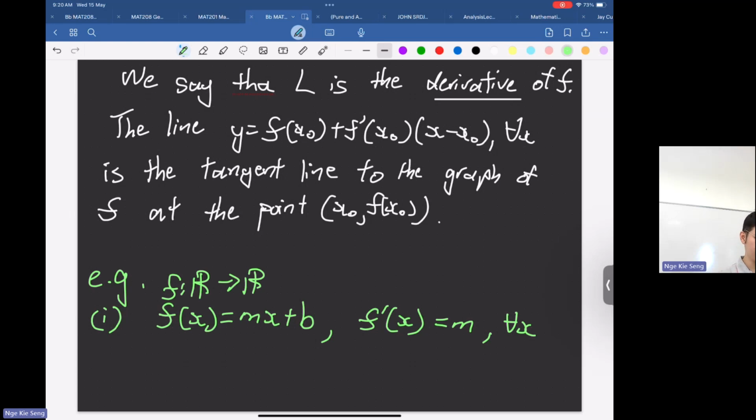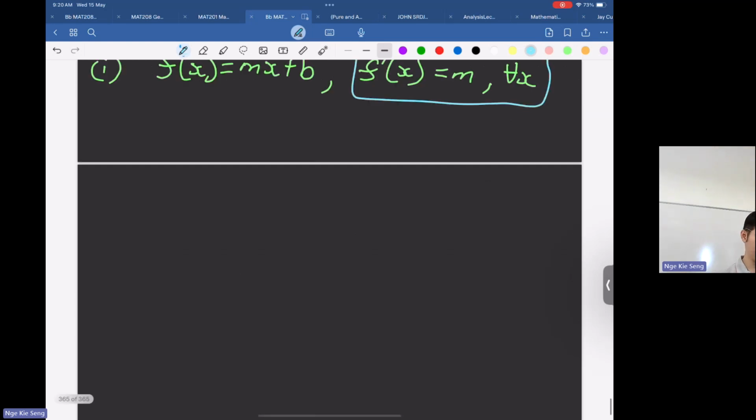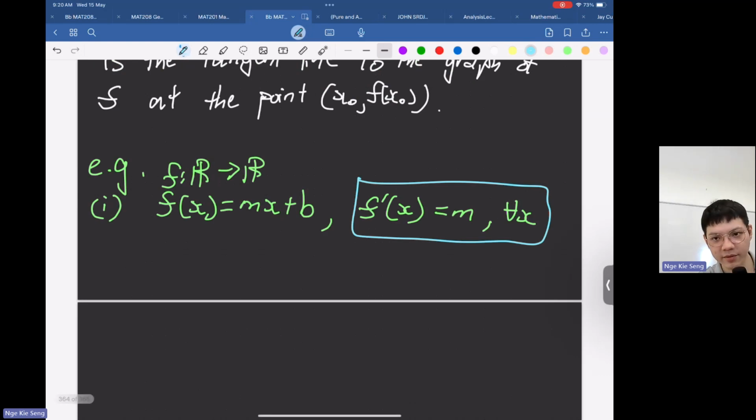So how do we prove this? How do we prove f prime of x equals m? We need to compute the limit of the secant. So how do we compute the limit of the secant? If it is true for all x, then we just start with a random x. So let's just fix some x in R.